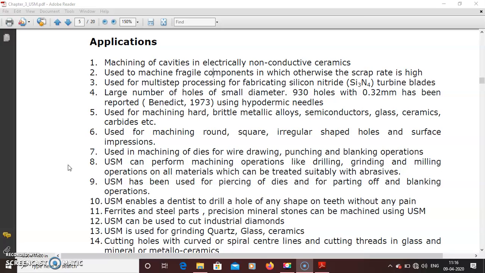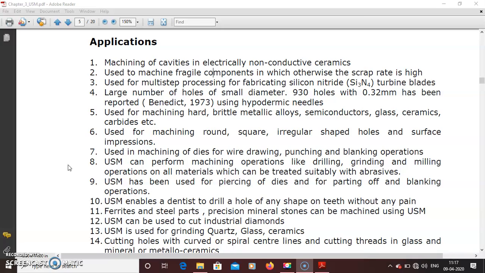Next we will discuss the application of the ultrasonic machine. Machining of cavities in electrically non-conductive ceramic as well as conductive material, used to machine fragile components in which otherwise the scrap rate is high, used for multiple step processing of ferrochrome silver nitride turbine blades, used for machining hard brittle metallic alloys, semiconductor glasses, ceramics, carbide, used for machining round, square, and irregular shapes. Even we can use it for surface impression. Ultrasonic machining can perform machining operations like drilling, grinding, milling on all the materials which can be treated suitably with the abrasive. Means by using only a single machine you can perform a number of operations.